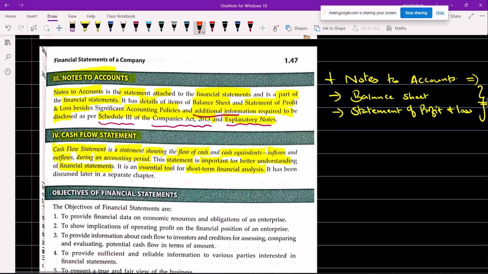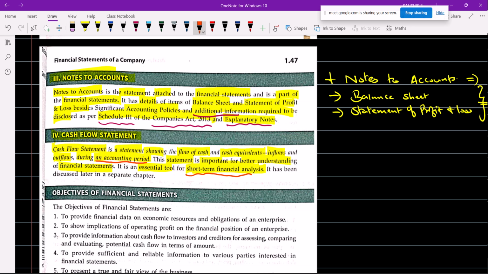That's the reason we call this short term. Because it has been prepared for an accounting period. Since we prepare it for an accounting period, that means every 12 months once, every 365 or 366 days, every 1 year, or every 52 weeks, we prepare it. So that's the reason we allocate this under the category of short-term financial analysis.